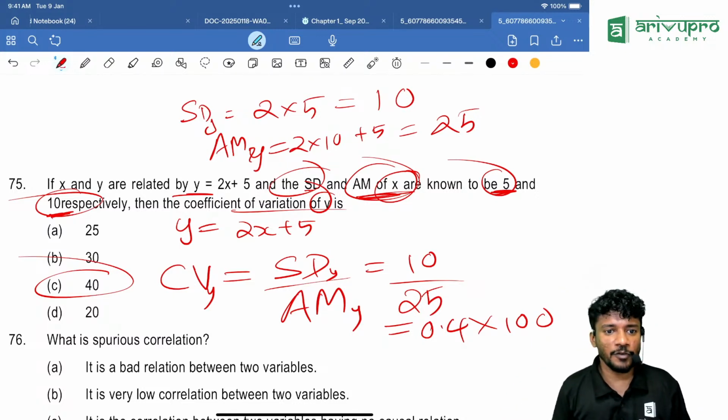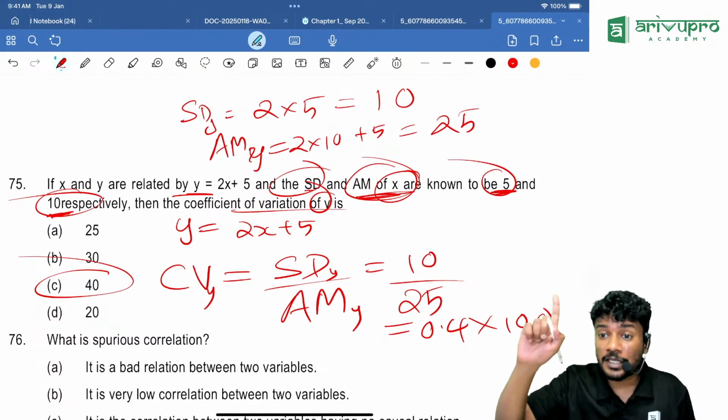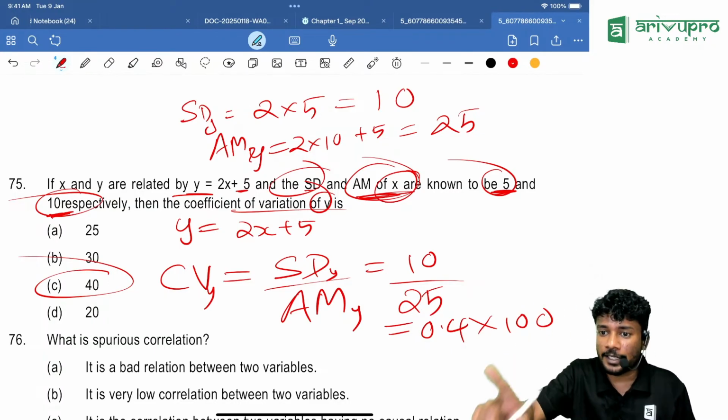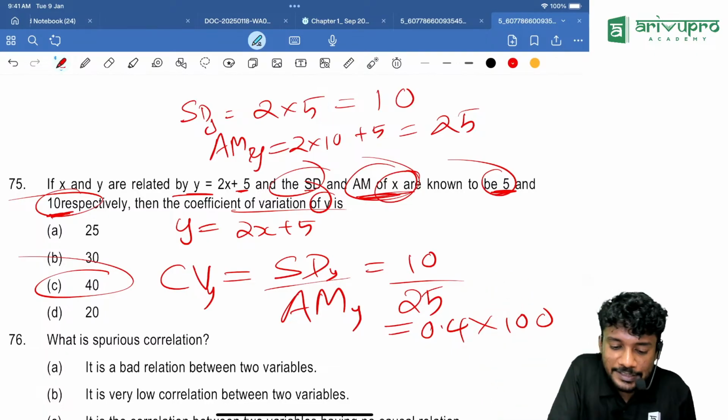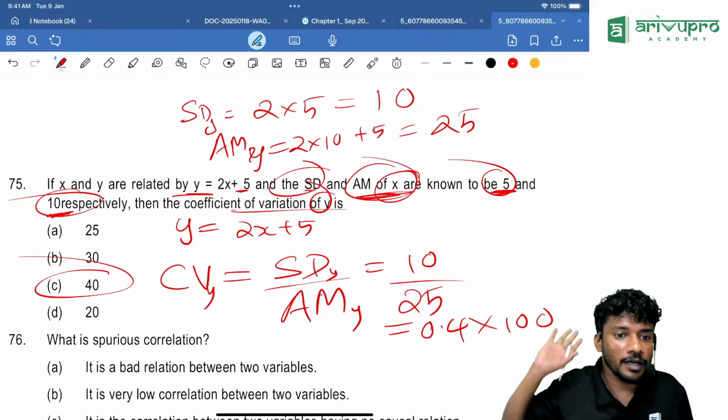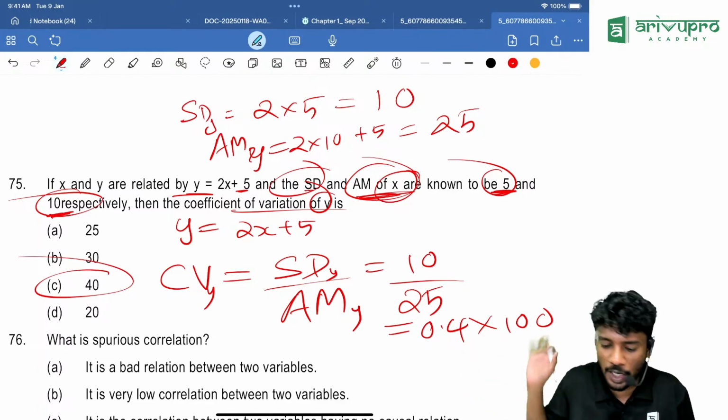Understood? Everyone? So, arithmetic mean is affected by the constant. Plus or minus value is affecting arithmetic mean, median and all. While standard deviation, quartile deviation, we are not taking the constant. Got it? Can we go for the next one?